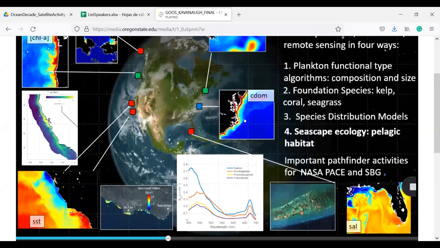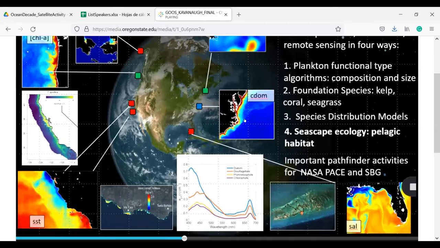MBON utilizes multiple platforms at multiple scales, including but not limited to ocean color, altimetry, microwave and infrared SST, and salinity in order to advance ecological remote sensing. We've focused over the past few years across four general pathways. The first is to advance the accuracy and inclusivity of plankton functional type algorithms, and these include understanding community composition, but also size fraction. We also use higher resolution and lower repeat surveys like Landsat to image kelp and things like corals and seagrass in subtropical regions. These are called foundation species.